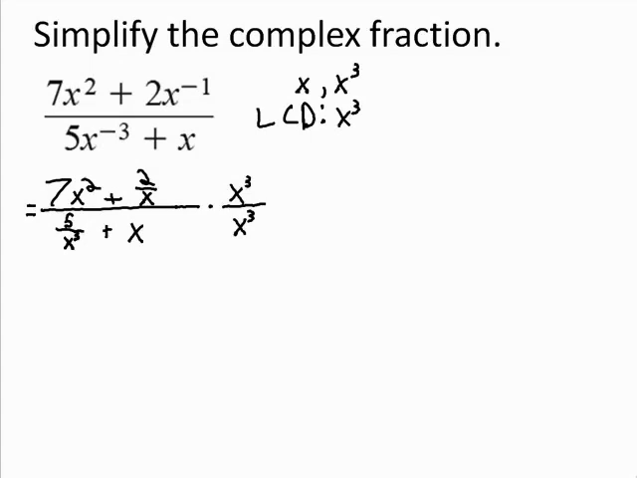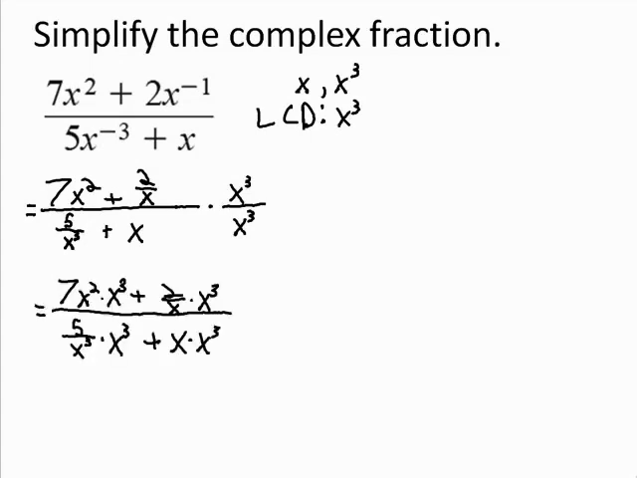Multiply both the numerator and denominator by x cubed. 7x squared times x cubed simplifies to 7x to the fifth power. 2 divided by x times x cubed simplifies to 2x squared. 5 divided by x cubed times x cubed simplifies to 5, and x times x cubed simplifies to x to the fourth power. Factor an x squared out of the numerator.